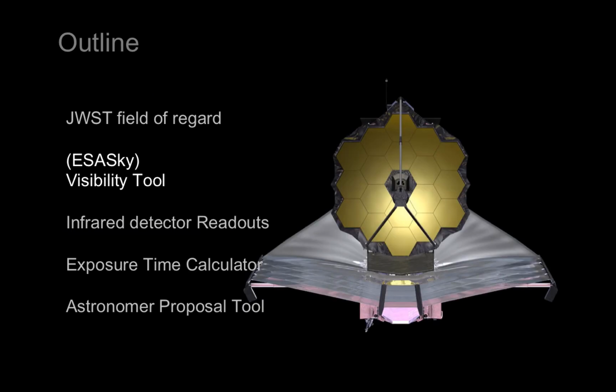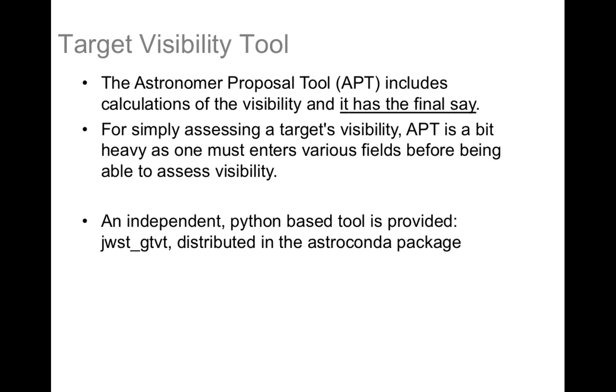All right, so there's a tool called the Target Visibility Tool that exists to help you know when your target is visible, and for how long it's visible. Let me first state that this target visibility feature exists in the Astronomer Proposal Tool, the APT. That's the official software that you use to submit a proposal and plan your observations. It's there. However, it's burdened. You have to enter various fields before you access this capability in APT.